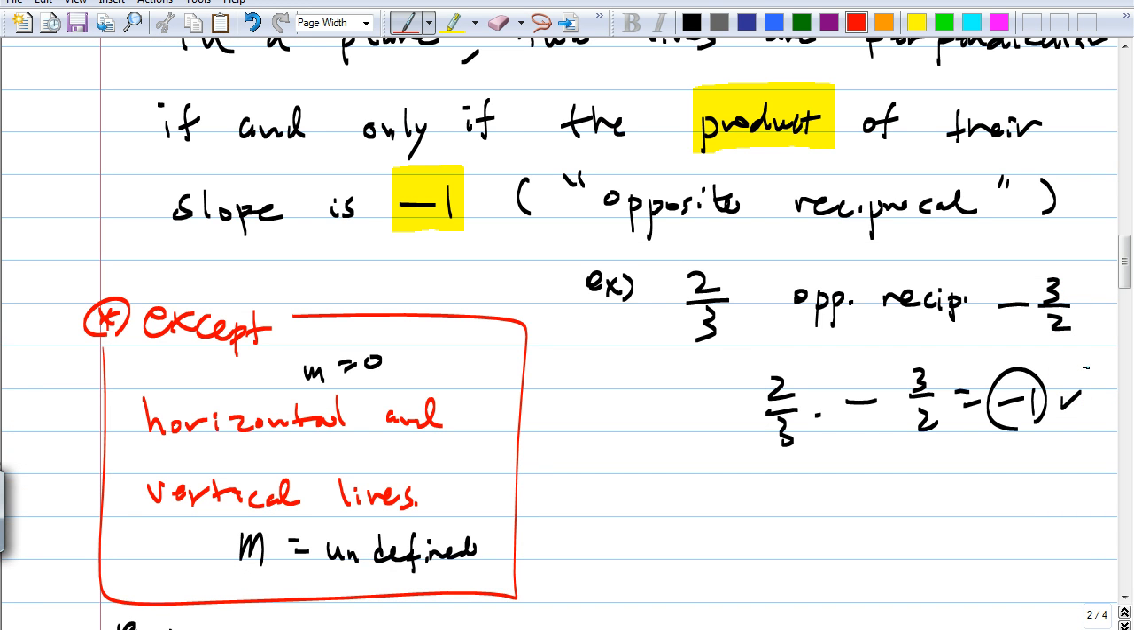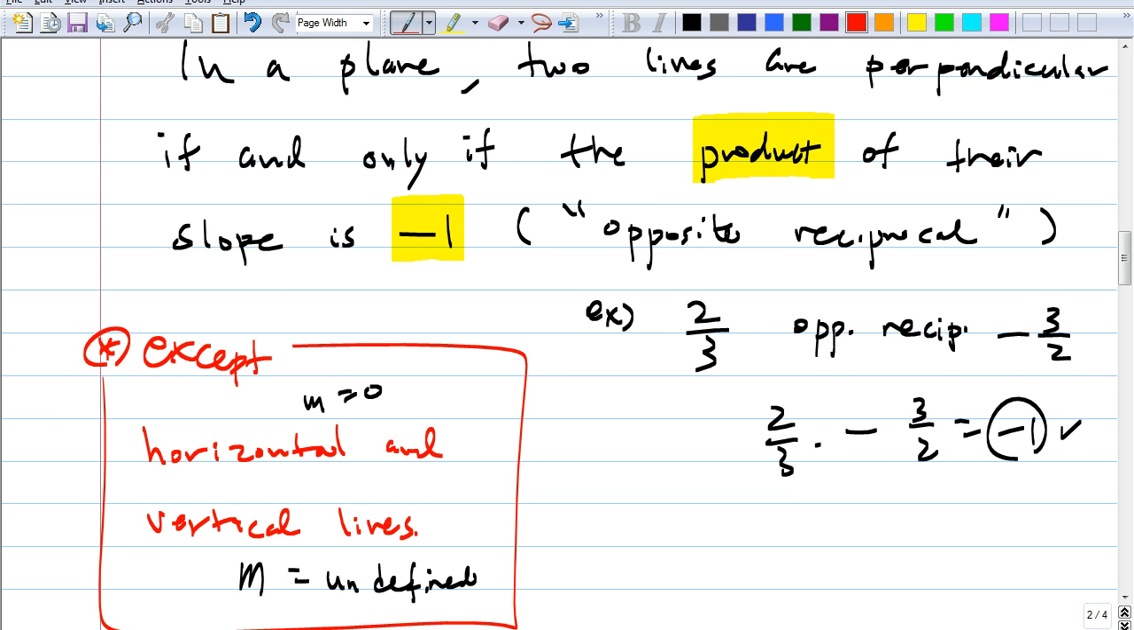So the exception is a horizontal and a vertical line. The horizontal line's slope is 0, the vertical line's slope is undefined. Therefore, the rule doesn't apply for horizontal and vertical lines. But for everything else, all the other lines, it works.